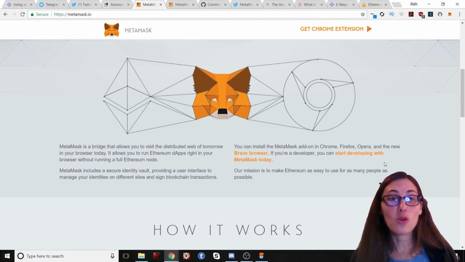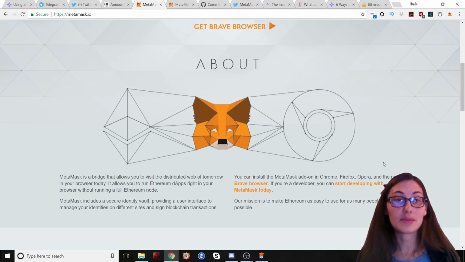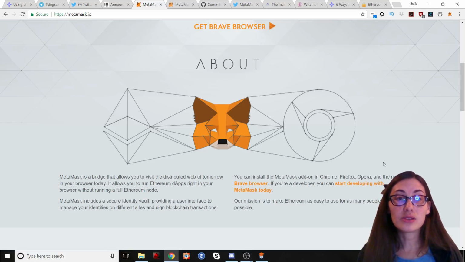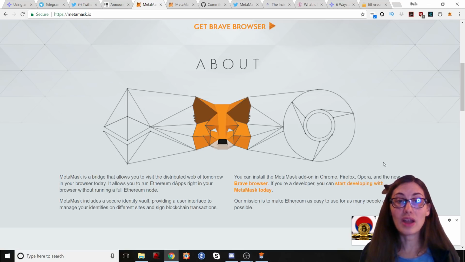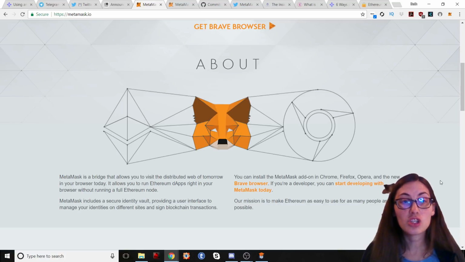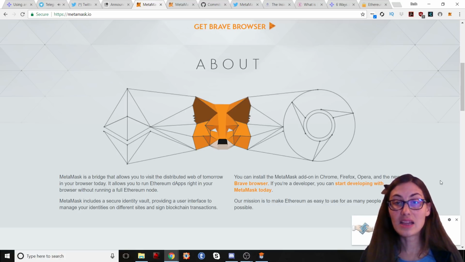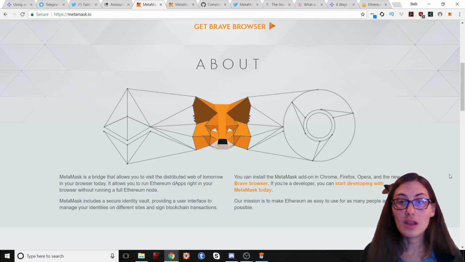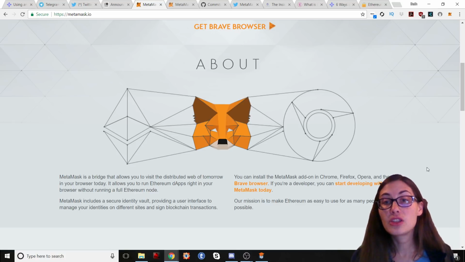But here, MetaMask describes themselves as being a bridge that allows you to visit the distributed web of tomorrow in your browser today. It allows you to run Ethereum dApps right in your browser without running a full Ethereum node. MetaMask includes a security identity vault, providing a user interface to manage your identities on different sites and sign blockchain transactions. You can install MetaMask in Chrome, Firefox, Opera, and the new Brave browser. And if you're a developer, you can start developing with MetaMask today.